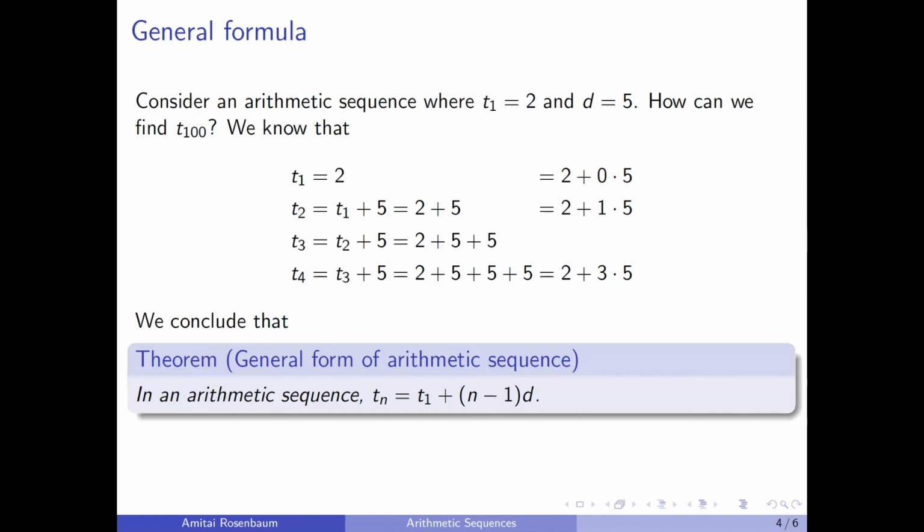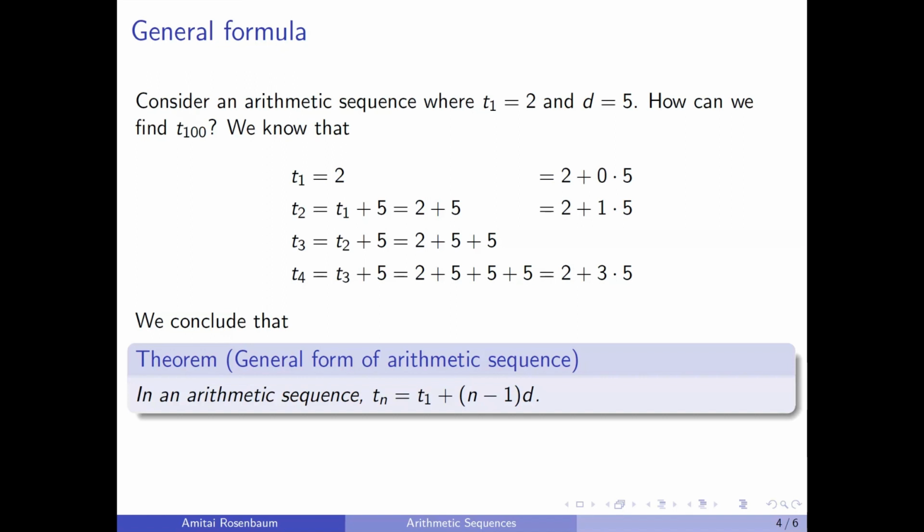We can say that for any arithmetic sequence, we can get Tn not in terms of just the previous term, because that's quite impractical. We have to find all of the terms before that. We can get it just in terms of n. Give me an n, and I'll tell you what the nth term is, presuming we know what T1 is and we know what the common difference D is.